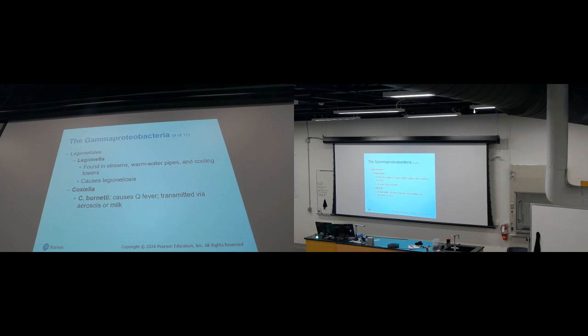From the Legionellales order of the gamma proteobacteria, we have Legionella. Legionella is found in streams, water pipes, and cooling towers.